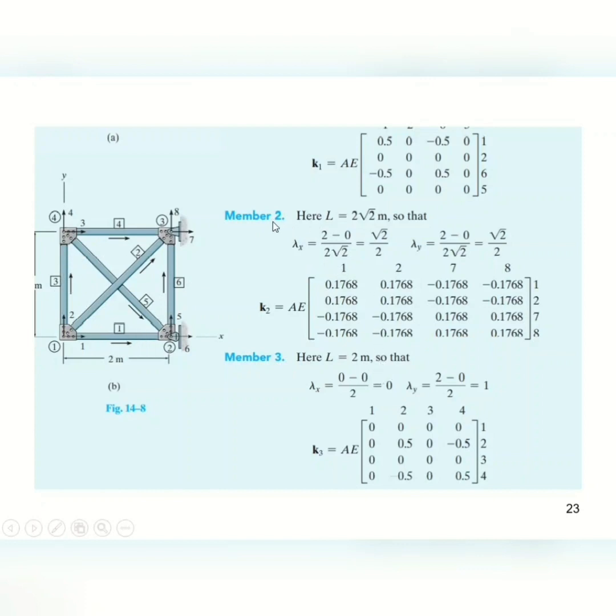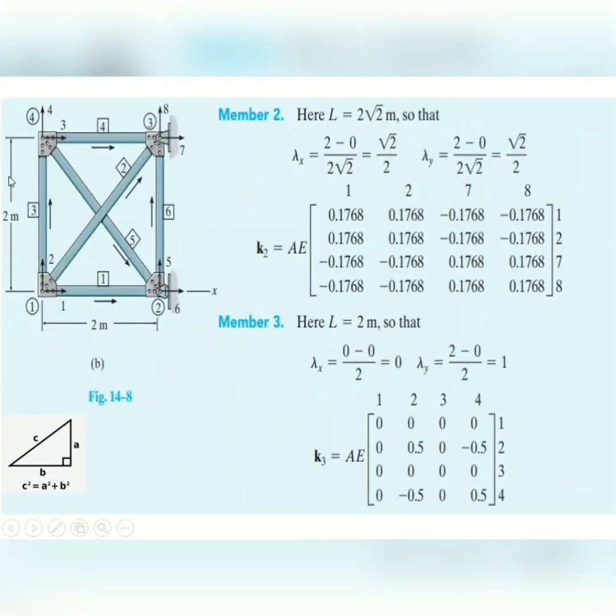So now we are taking member 2, which is this inclined member. We calculate the inclined member length by the Pythagoras theorem. We know its base and its height, which is 2, and the base is also 2, so using the Pythagoras theorem we find 2 square plus 2 square, the whole under root, which comes to 2 under root 2.